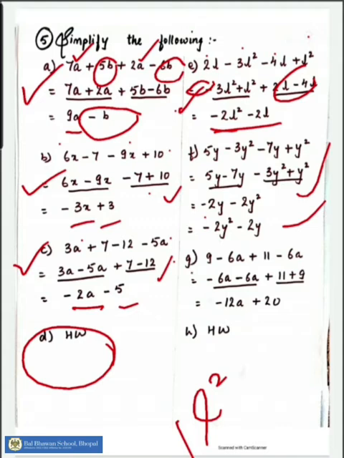Moving forward to G part, 9 minus 6a plus 11 minus 6a. I have kept 6a, 6a together, minus 6a minus 6a, and 11 plus 9. Constant together and variable together. It gave me minus 6 minus 6. Minus 6 and minus 6 add up with the minus sign. So that means minus 12a plus 20.